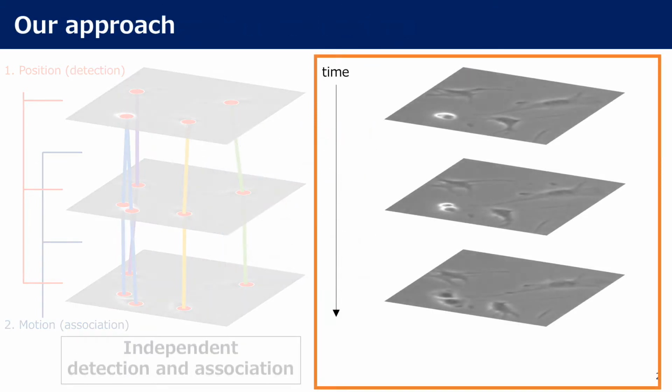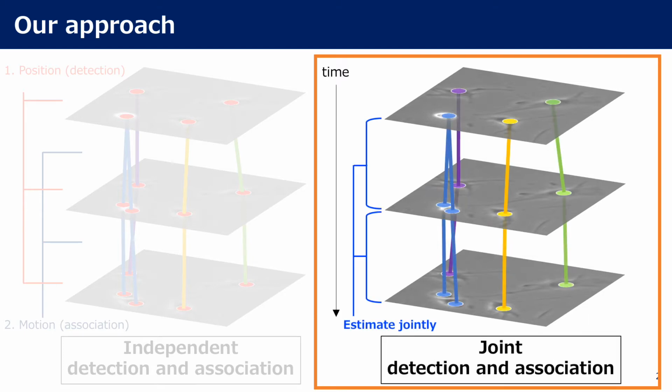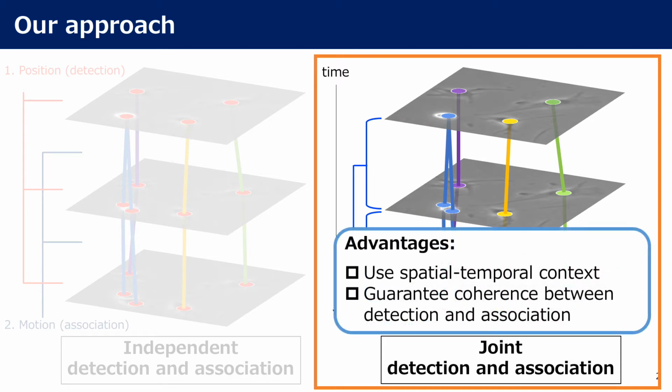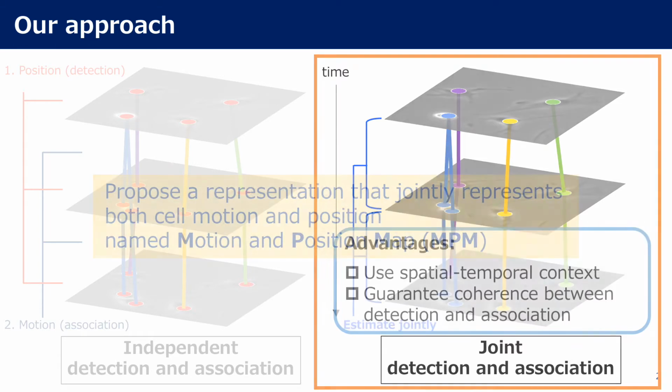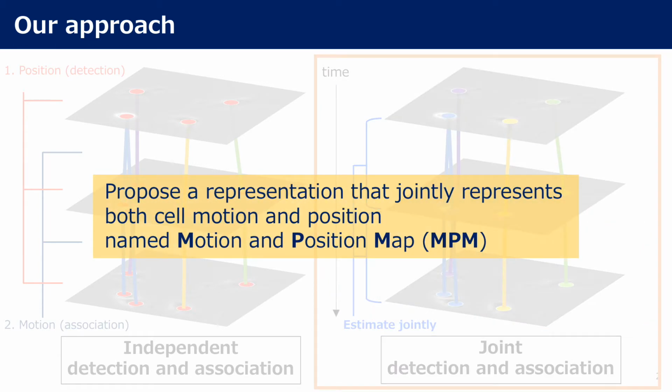In contrast, we perform tracking by jointly estimating the cell position and motion. Joint estimation allows us to take advantage of the spatial temporal context and guarantee coherence between detection and association. We propose a representation that jointly represents both cell motion and position, named Motion and Position Map, MPM.